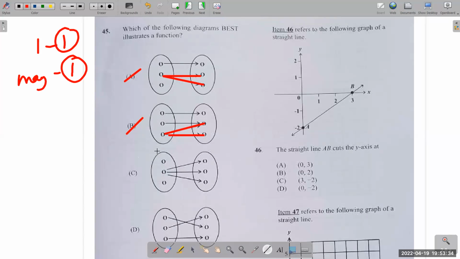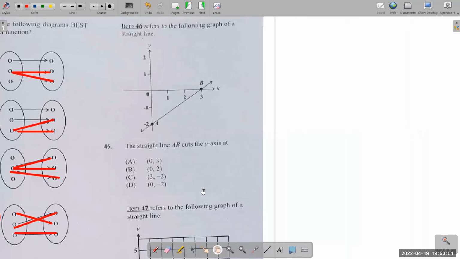You realize that? This one is a one-to-many for sure, so that's out. Look at this one. This is a one-to-one. Okay, so look at the diagram carefully. All right, next one.